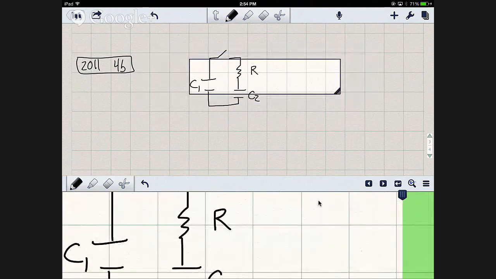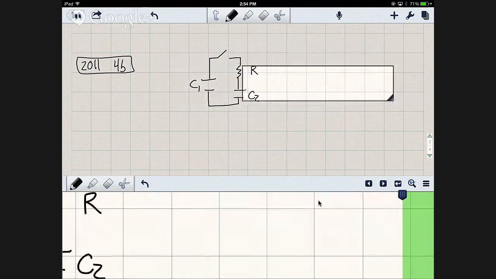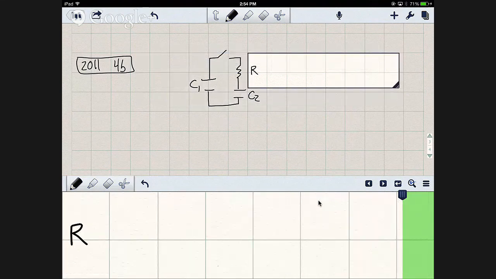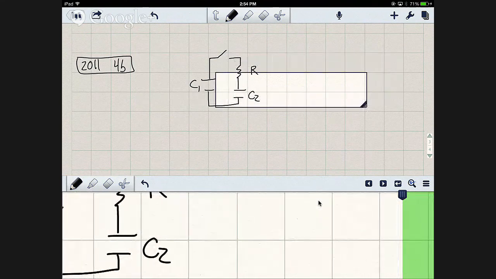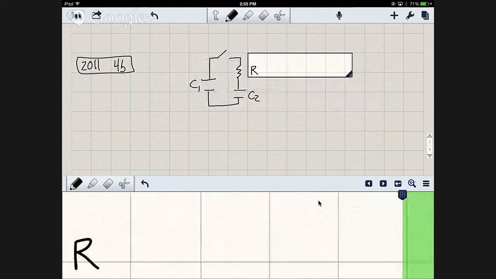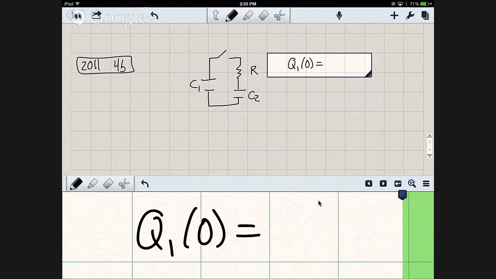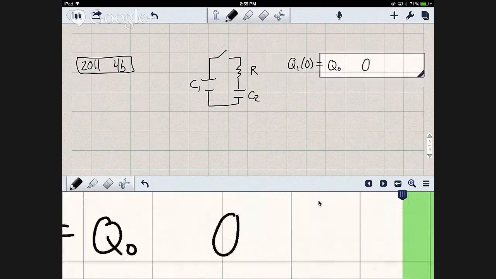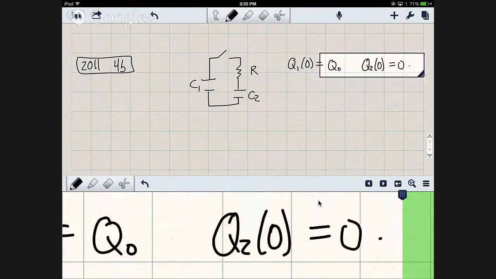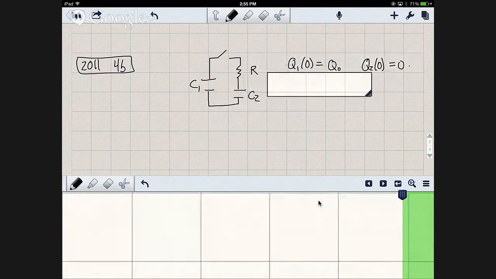C1 initially uncharged. Okay. C2 is initially uncharged. C1 has an initial charge of Q0. Okay, so we'll call it Q1 initial is equal to Q0. All right, and then Q2 initial is equal to 0. All right. Ignore self-inductance. Now find the charge as a function of time on both the plates.